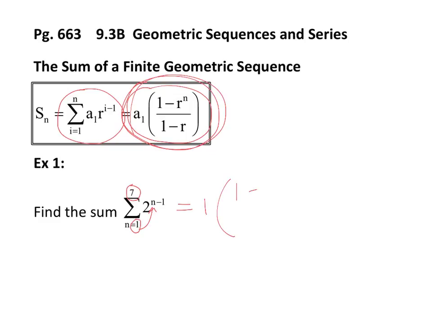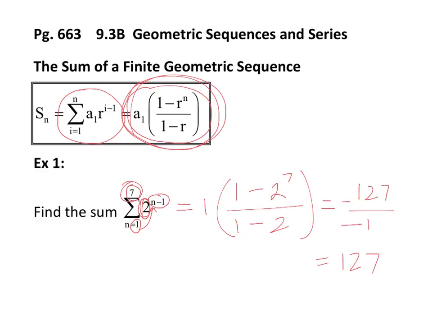Then I have 1 minus r. What's r in this case? Well, r is essentially this number. It's whatever you're raising to the n minus 1 power. So that's going to be 2, and to the nth power, n is 7 in this case, over 1 minus r, which is 2. Alright, so I end up with negative 127 over negative 1, which is 127. It's as simple as that once you know how to interpret the formula.